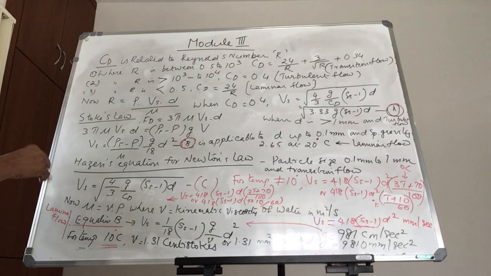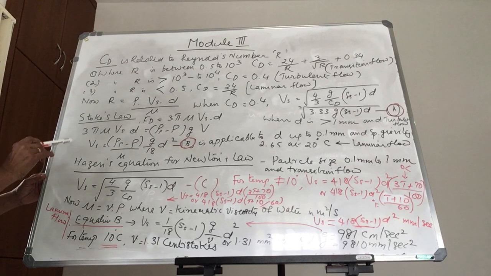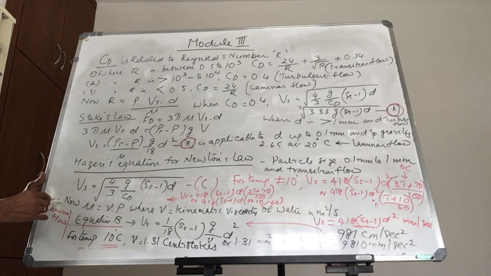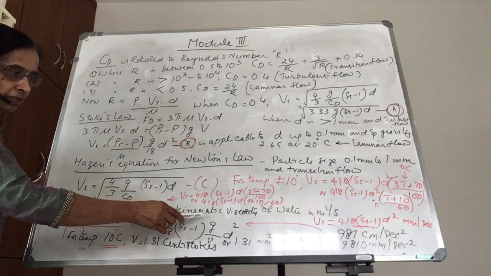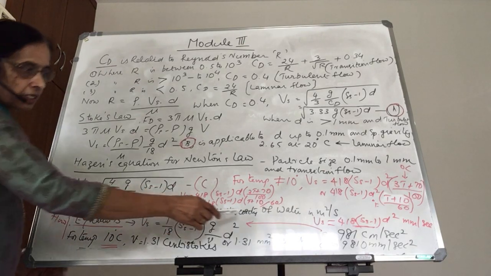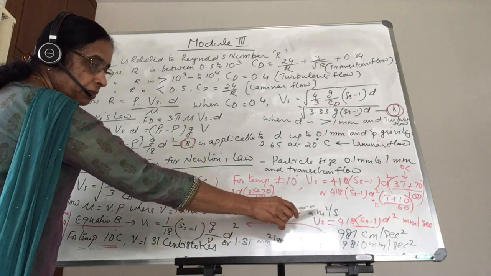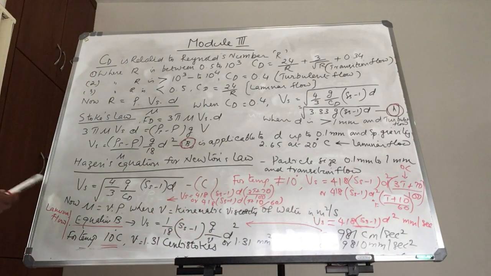Now again coming to equation B. Equation B is for the laminar flow condition and particle size between 0.1 to 1 mm. Now here we know that mu, the absolute viscosity, is equal to nu into rho. Nu is the kinematic viscosity of water, in meter square per second or mm square per second, or centimeter square per second. So that is nu into rho.